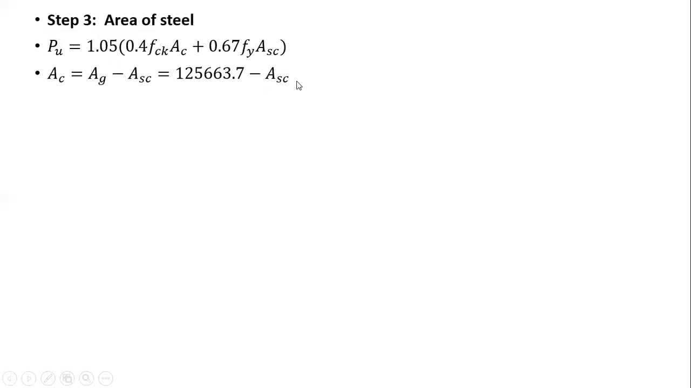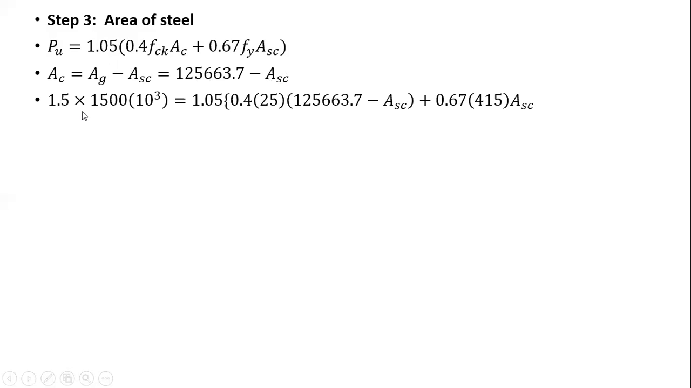I do not know what the Asc value is. Asc means the area of the compression steel, the area of the longitudinal bars. So just put the values here. This is my load, the service load given in the column, so I multiply it with 1.5 to make it factored. This is equal to 1.05 times 0.4 fck, which is 25, times Ac.